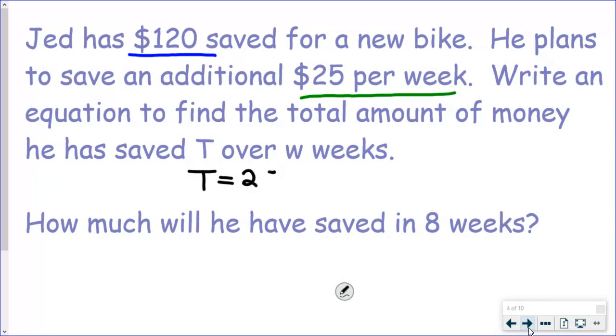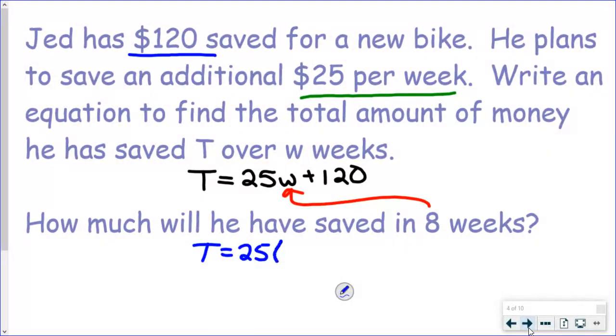Okay, my slope goes first. That's $25 per week. We don't know how many weeks. And he started with $120. Maybe he got money for his birthday or something. I don't know. Okay, so how much will he have saved in 8 weeks? We put an 8 in there. So the total amount saved is $25 per week for 8 weeks, plus an original $120 from his birthday money. Then I put this in my calculator and I get a total of $320.